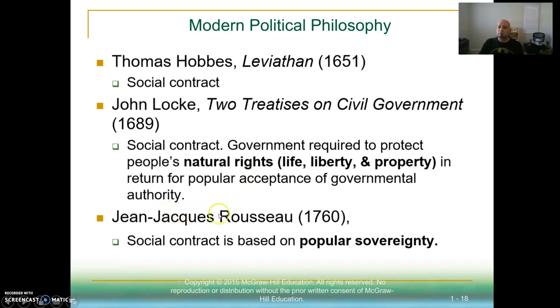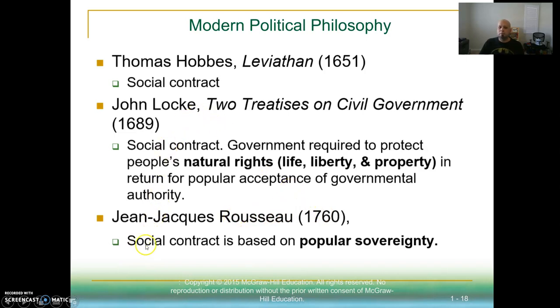Then we have Jean-Jacques Rousseau, 1760. And again, if you look at the year here, we're getting pretty close to the American Revolution. So he's a contemporary of Thomas Jefferson and Adams and Hamilton and Washington and Franklin, who are helping to establish our country in just a few years. So they're reading his stuff. This is like current stuff to them.